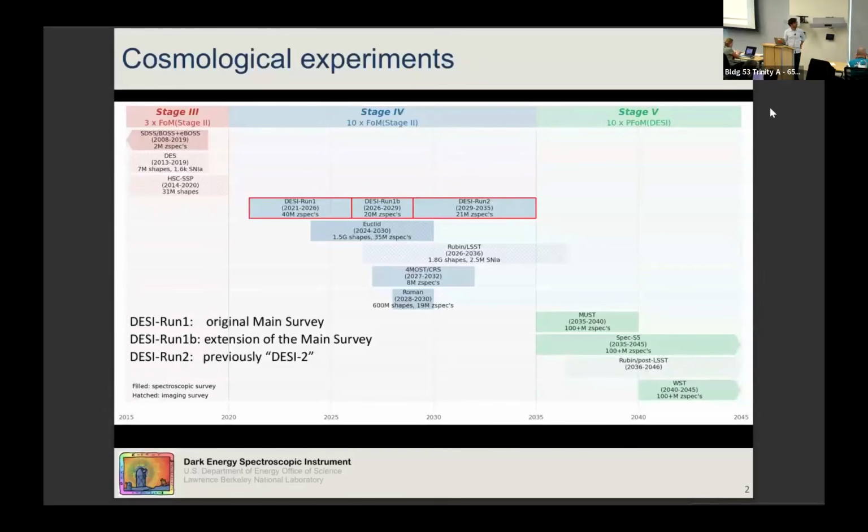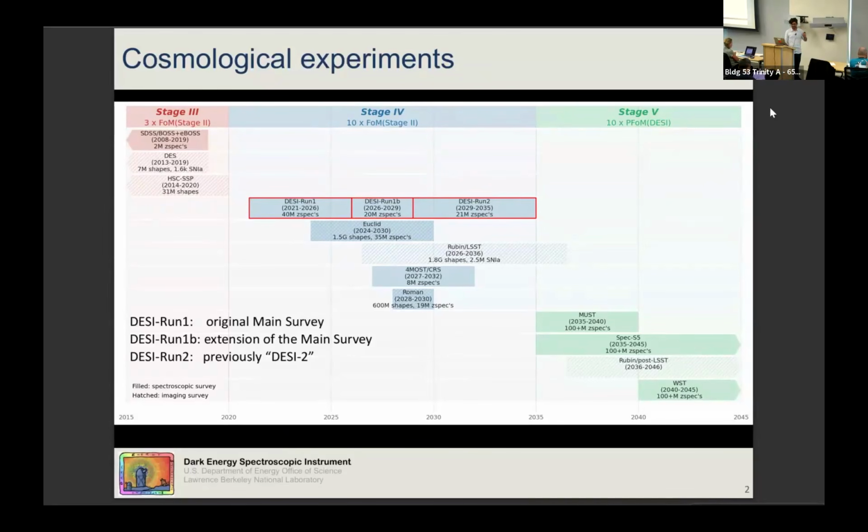Okay, so here, just to put in context, it's a small sketch of the current stage of experiments I could put together. So I highlight this. DAISY is highlighted in red, in stage 4. There's been a change in naming, so you may encounter those.